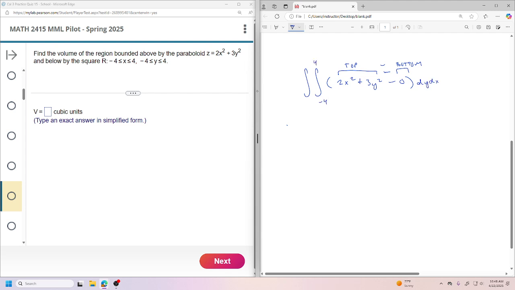Negative 4 to 4. Negative 4 to 4. Are we okay with that one? Right, it's kind of just like, set it up. And then y'all just integrate it.